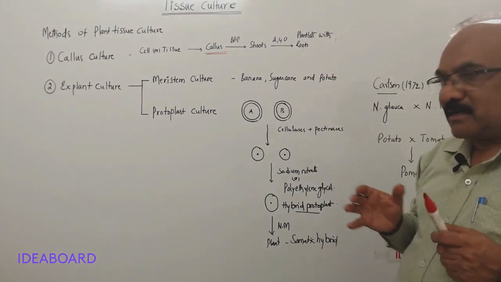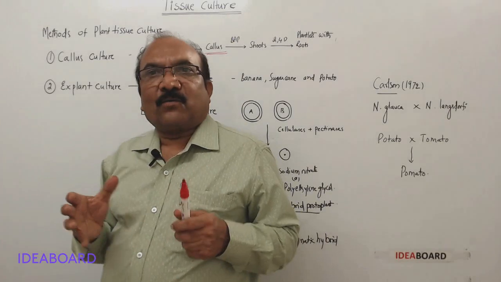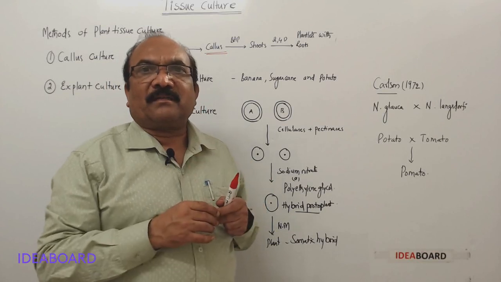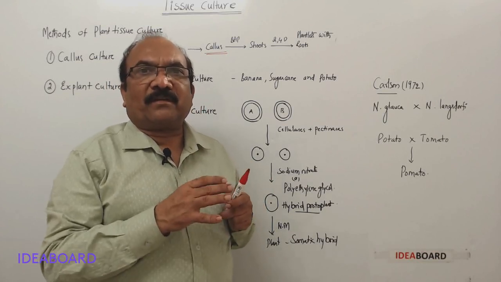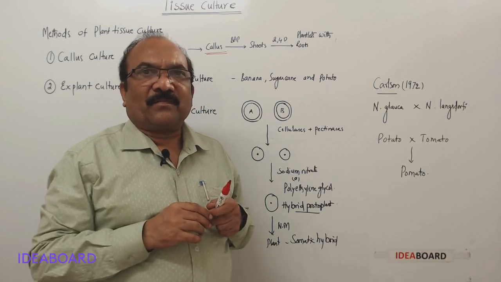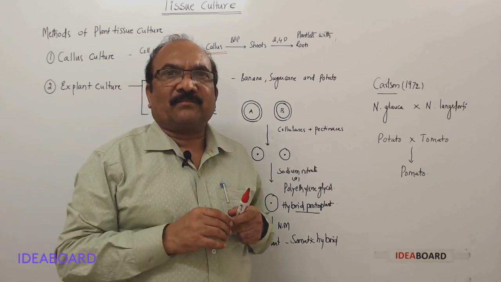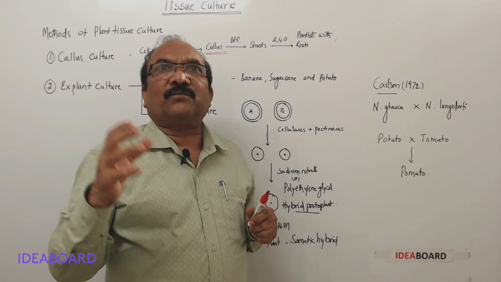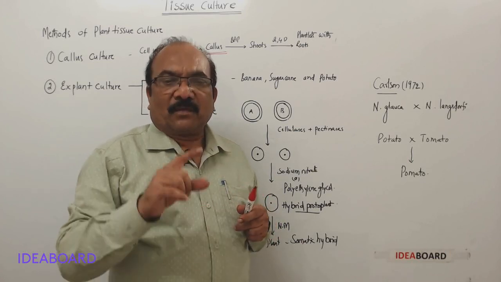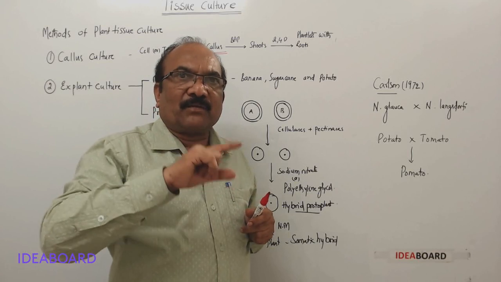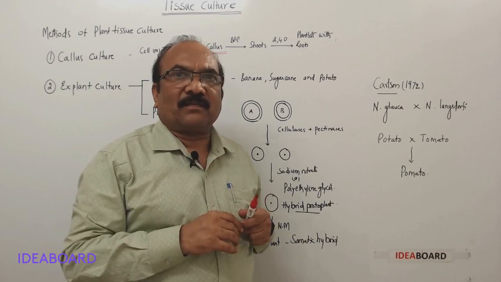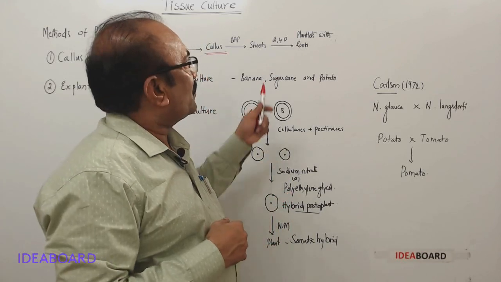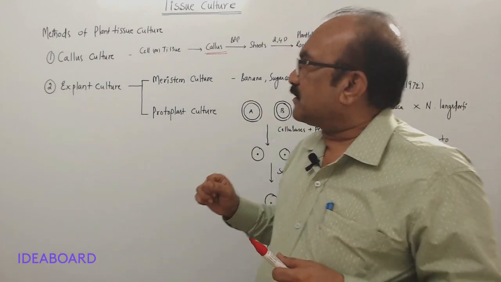Plantlets. And these plantlets, which are grown in the lab conditions, are not immediately brought outside, and we bring them outside only after adjusting the temperature. This is called hardening. Once they become hard, that means once they become adjusted to the temperature, they will synthesize a cuticle layer on the surface so that they can withstand the outside atmosphere or outside temperatures. So that's how the callus culture is done.